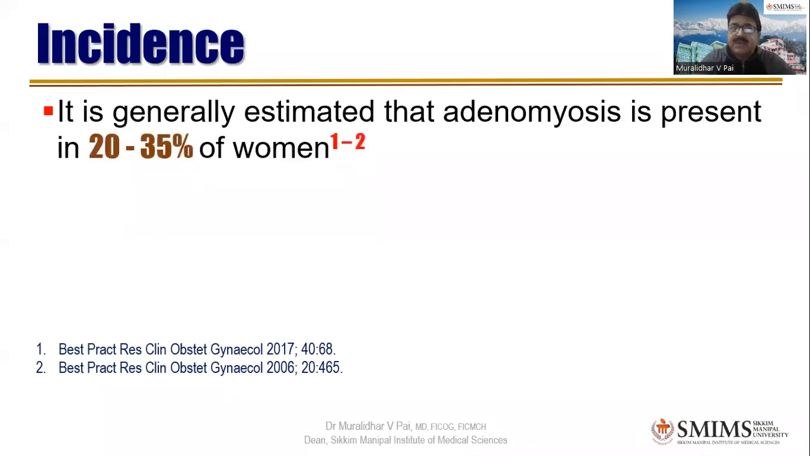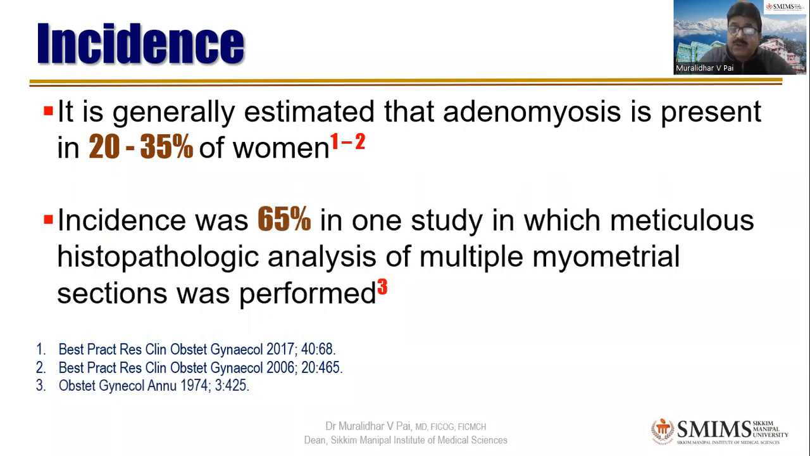So the incidence, it is generally estimated that adenomyosis is present in 20 to 35% of women. It's quite high compared to even endometriosis and even fibroids. In fact, one of the studies said the incidence was 65% because of meticulous histopathological analysis of multiple myometrial sections. So the more number of sections you do somewhere in the uterus, you may find some adenomyotic patches. So this particular study, though it's a very old study, a 1974 study, said the incidence is 65%. I think that's a little too much.